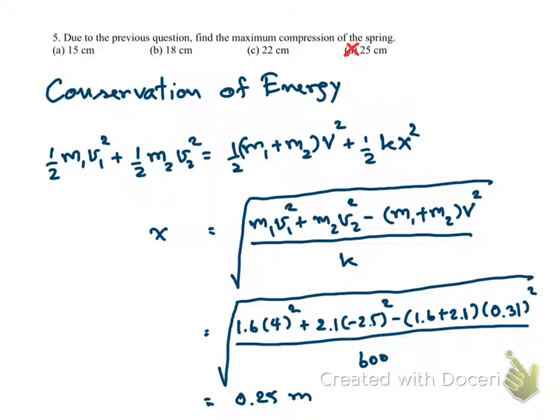Okay, and if we rearrange this relation to solve for x, and we put the numerical values in this expression, we have the maximum compression x is equal to 0.5 meter or 25 centimeter. So this is the solution.